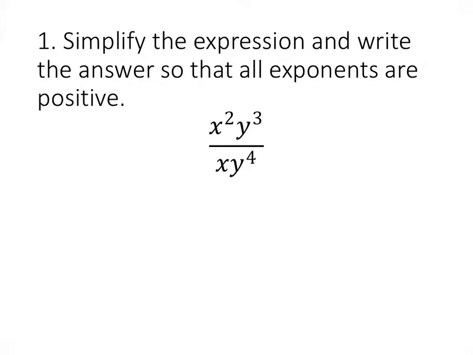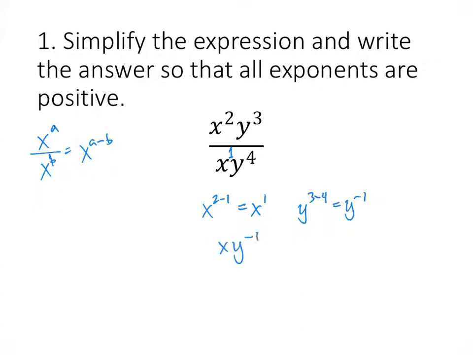So the rule that we're talking about here is that whenever we have x to the a divided by x to the b, the result is x to the a minus b. So on the top we have x squared, and on the bottom we have x, which we can think of as x to the first, and so that means that we have x to the 2 minus 1, which is just x to the first. And then we have y cubed divided by y to the fourth, so that gives us y to the 3 minus 4, which is y to the negative 1.